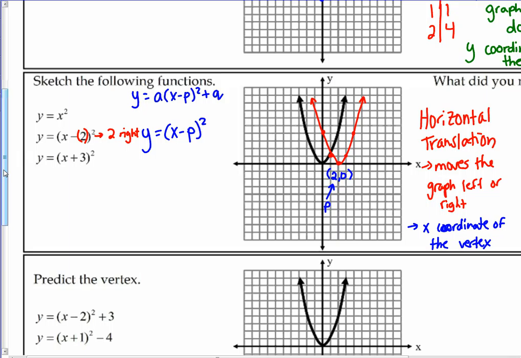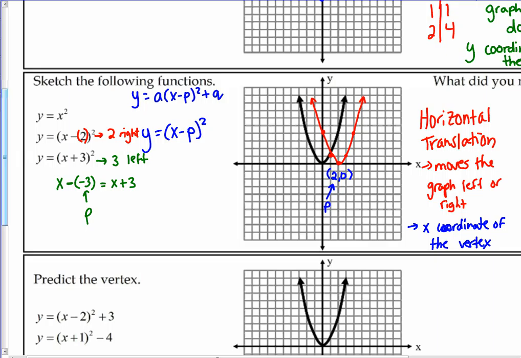Okay, so let's take a wild guess. If x minus 2 moved it 2 right, x plus 3 is going to move it 3 left. The reason is, if the formula is a minus, in order to make a plus, you have to subtract a negative. So would you agree that x minus negative 3 is the same thing as x plus 3? Yes. And so my p-value is negative 3.